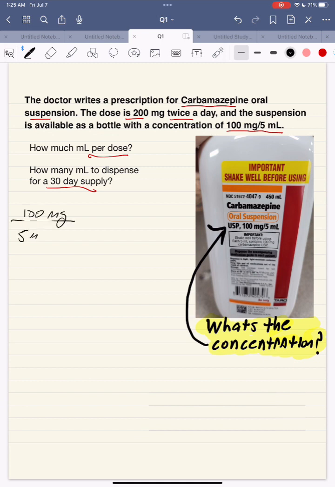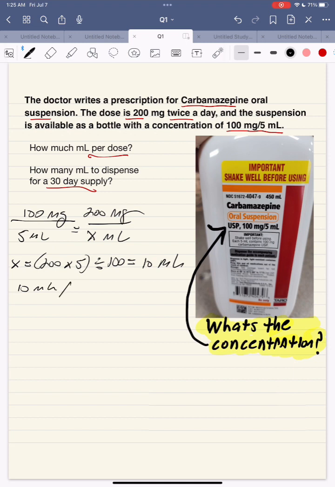100 milligrams per 5 ml is the concentration that we have, is equal to 200 milligrams is what we want over X milliliters. Okay, let's solve for X. X is equal to 200 times 5 divided by 100. And the answer is 10 milliliters, 10 ml.